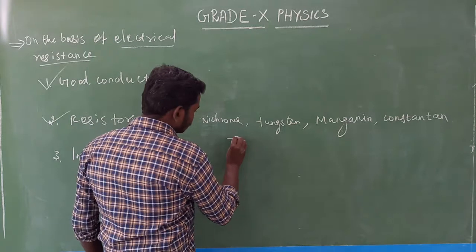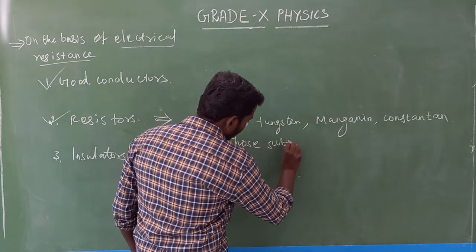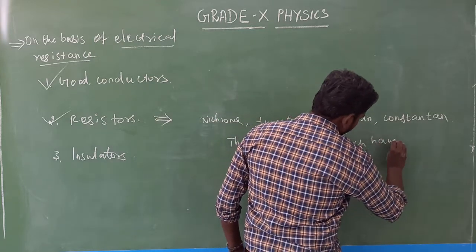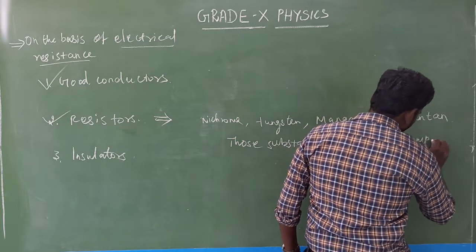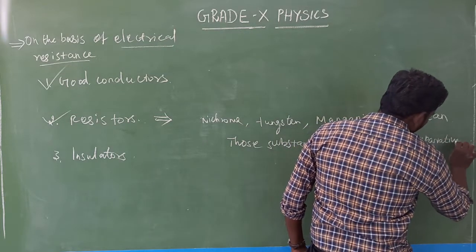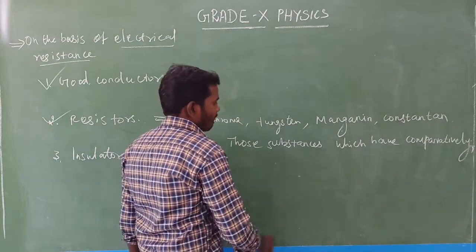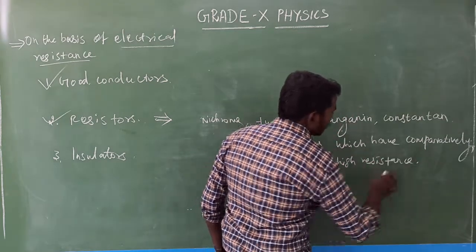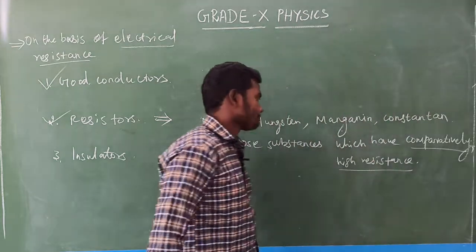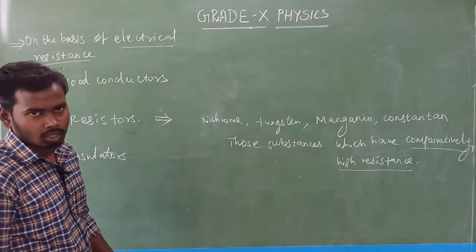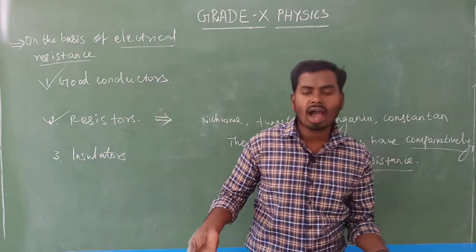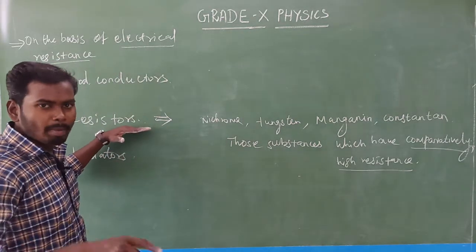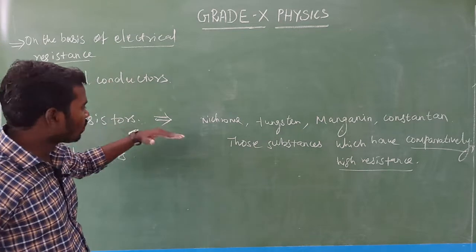For example, those substances which have comparatively, which means moderately, high resistance, that is called resistors. So those substances which have comparatively high resistance are called resistors. They have resistance, a maximum amount compared to the good conductor. That is the reason why it is called a resistor.